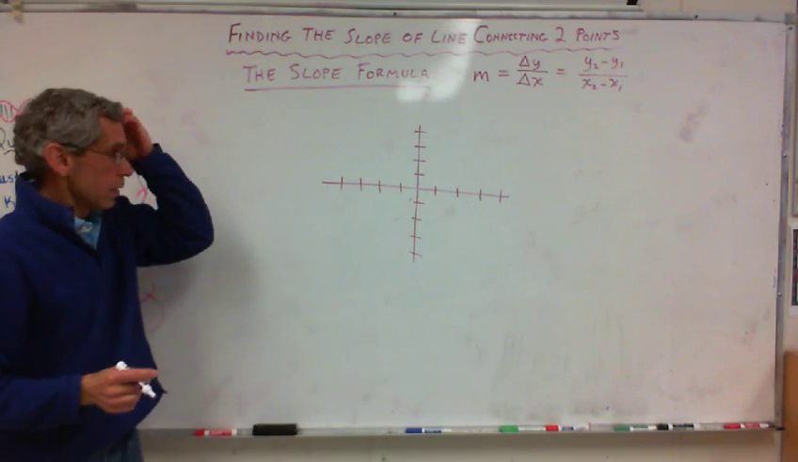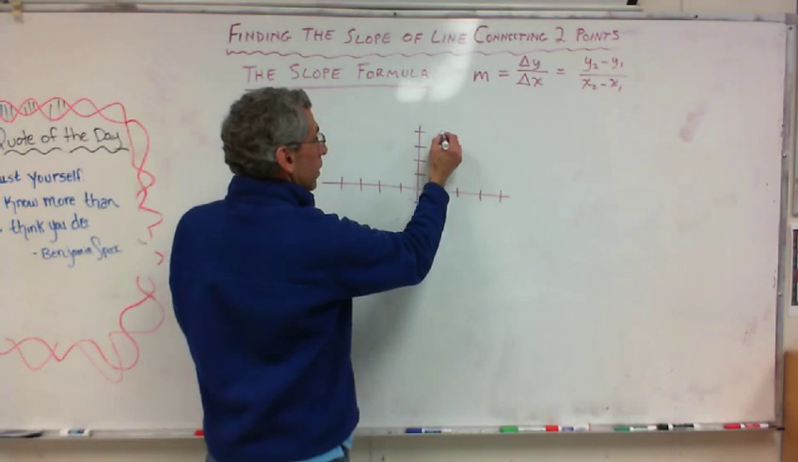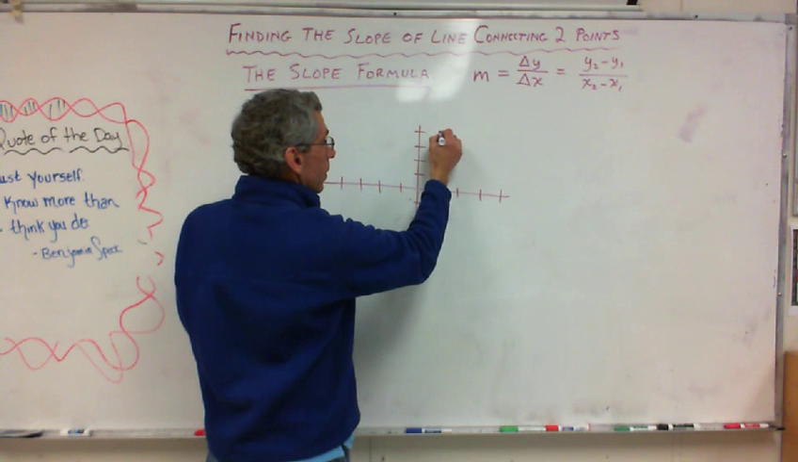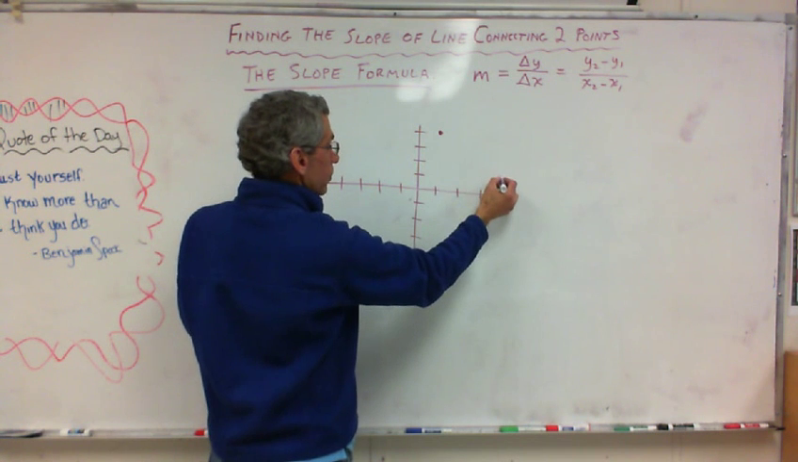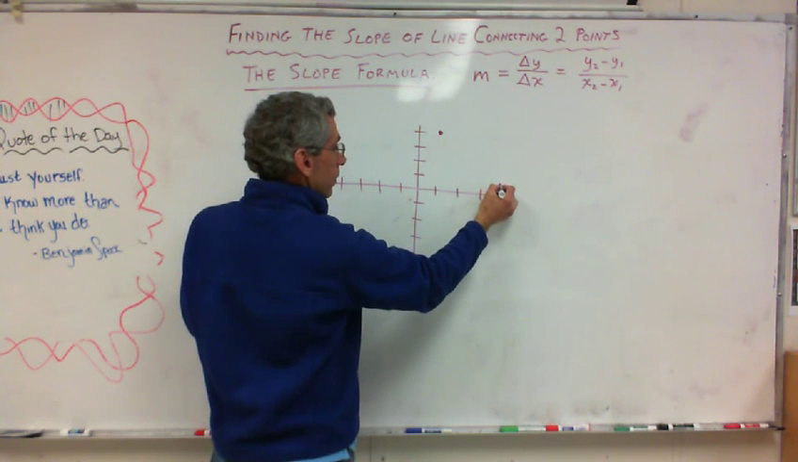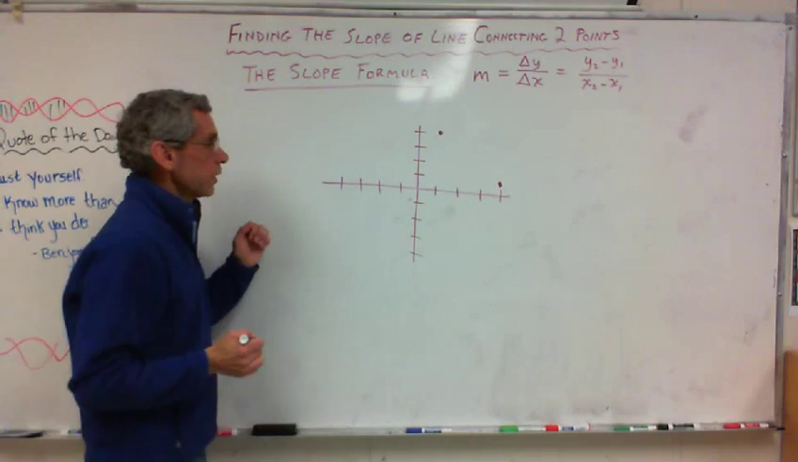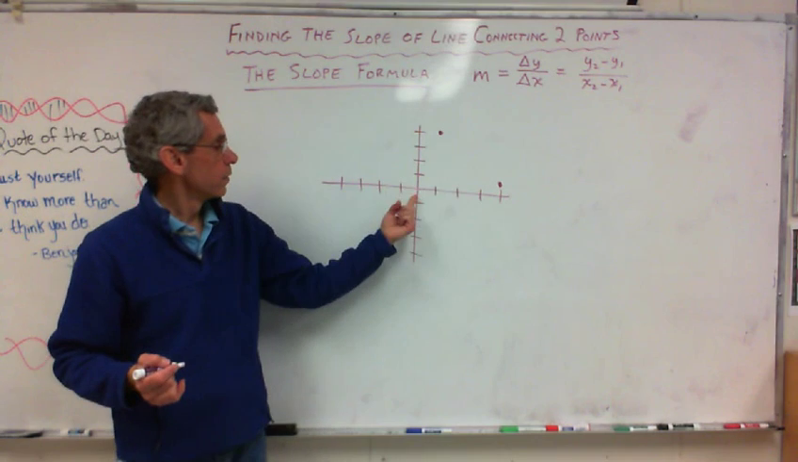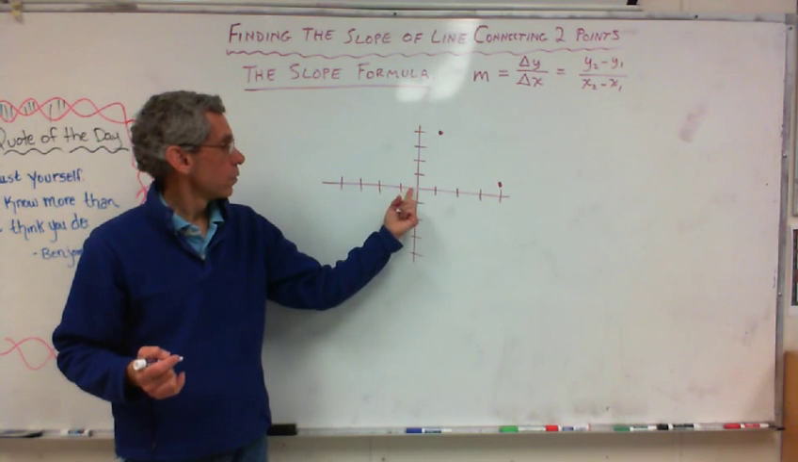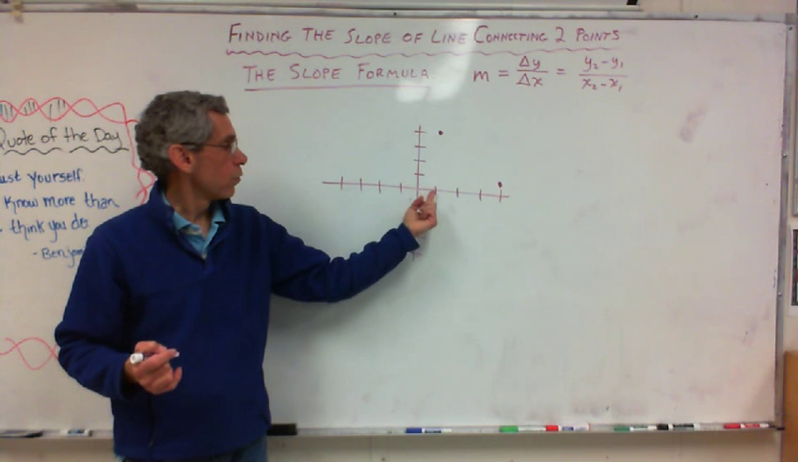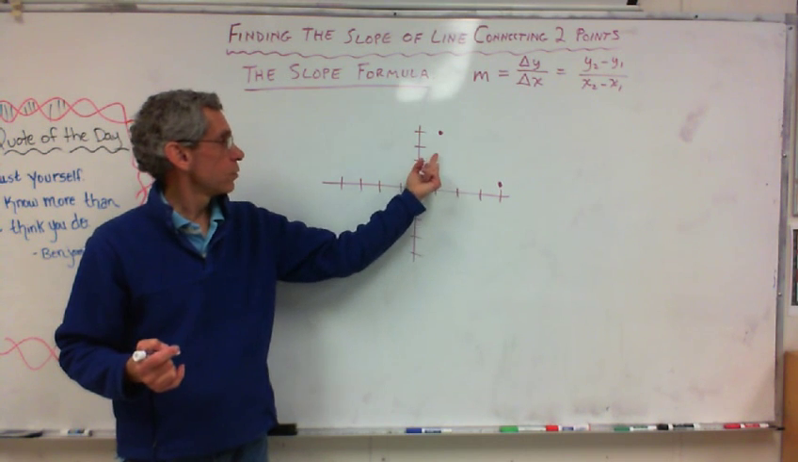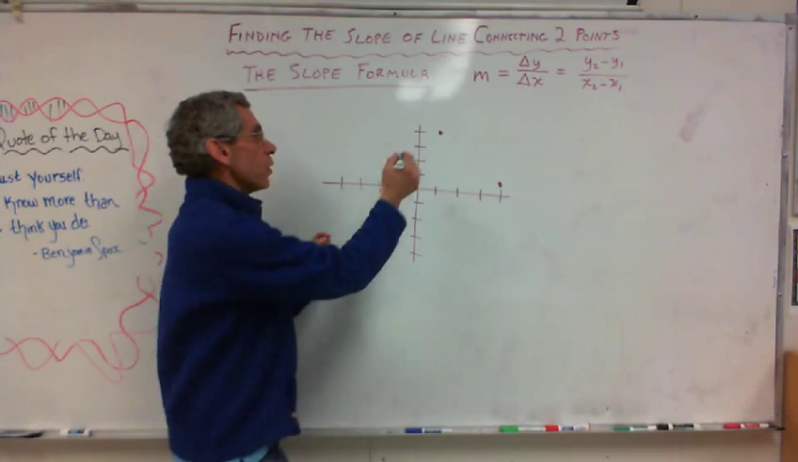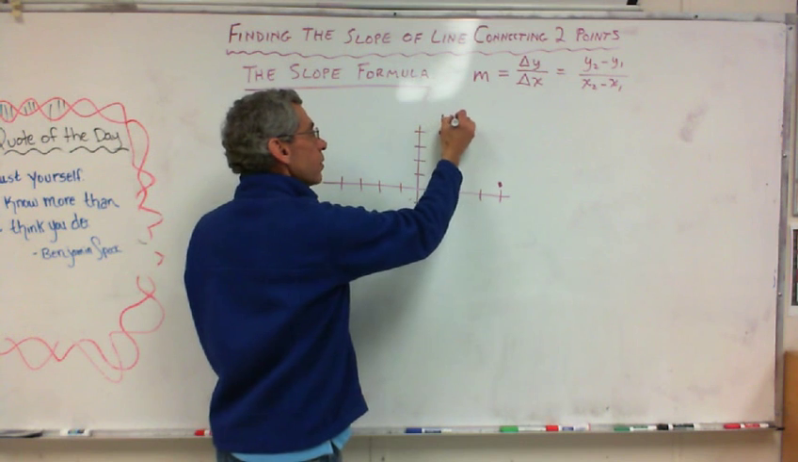Okay, so let's say I had this point right here, and let's say I had this point right here. We can tell what that is. What is this point? You go over 1, up 1, 2, 3, 4. It's 1 comma 4. So this is 1 comma 4.